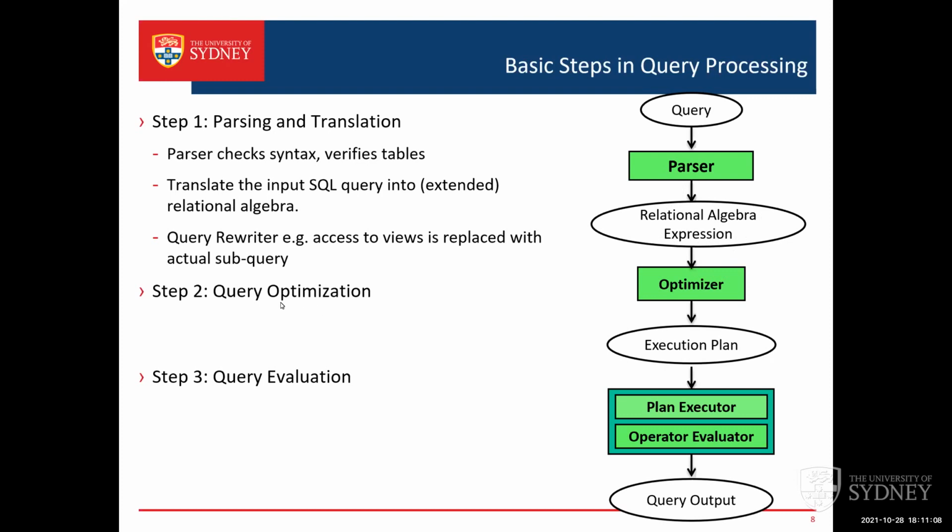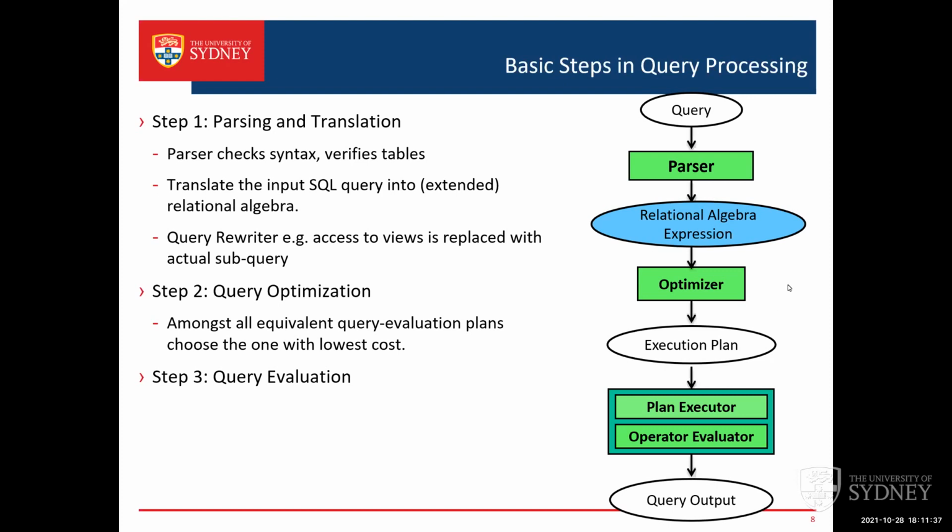So the optimizer will do the optimization. There will be a lot of plans for how we can execute a query. Today we'll have a look at different algorithms, different processes. Among all of those plans or algorithms, the optimizer will try to figure out which one has the lowest cost, so which one is the optimized one for this query. That is the job of the optimizer.